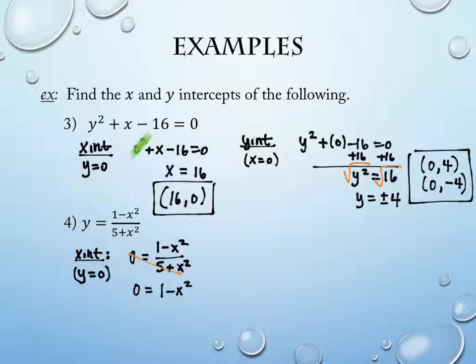Now the numerator, 1 minus x squared, is actually set equal to 0 at this point. Let's move the x squared to the other side, and then it looks a lot like the last problem. I have x squared equals 1. So what value or values can x equal? Yeah, positive 1 and negative 1. So I have on this one 2 x-intercepts. I have 1, 0, and I have negative 1, 0.